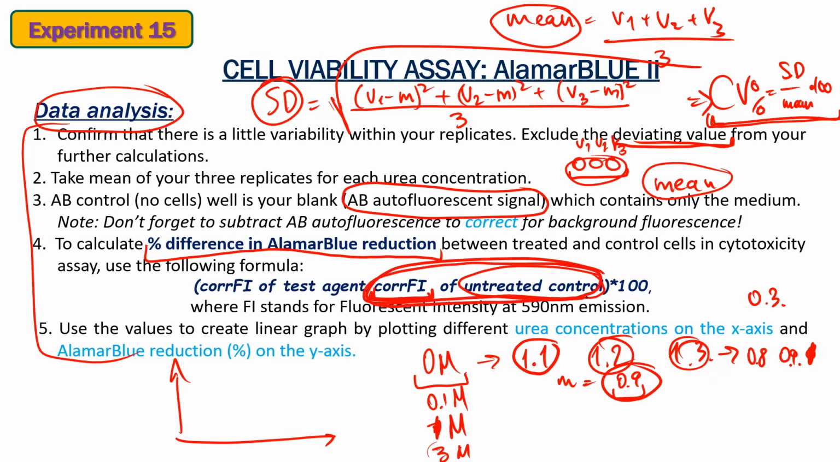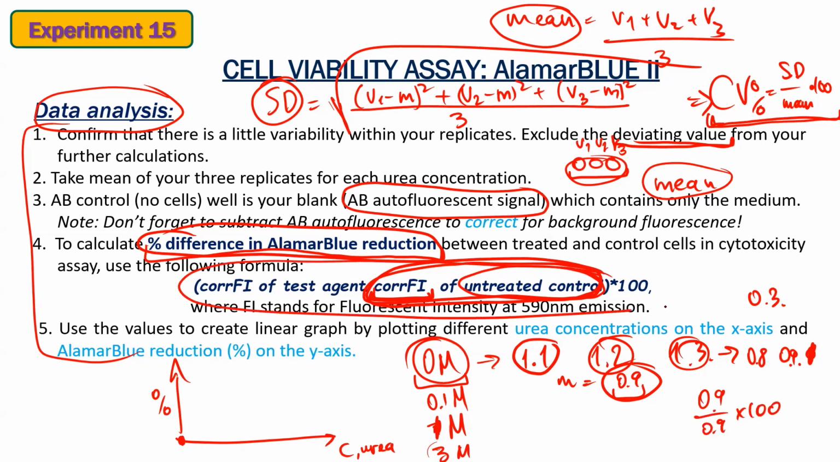You're going to use it to identify the percentage of difference in Alamar Blue reduction. So here you have the percent, and here you have the concentration of the treatment, in this case urea. If you take 0 molar concentration, the percentage will lie on the y-axis. So 0.9 divided by 0.9 times 100%, from this formula, gives you 100%, right? And it's going to be somewhere here.